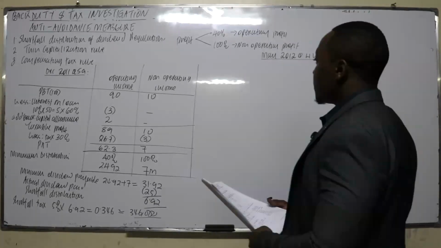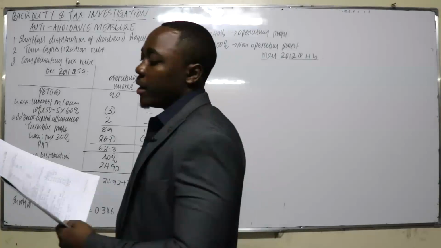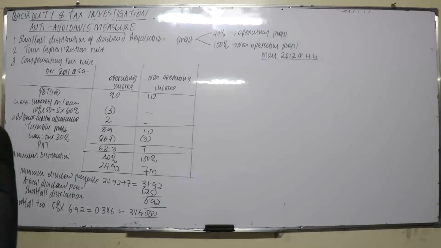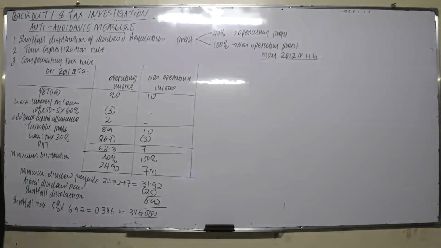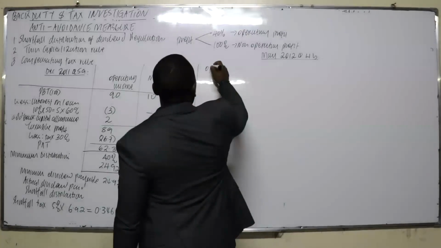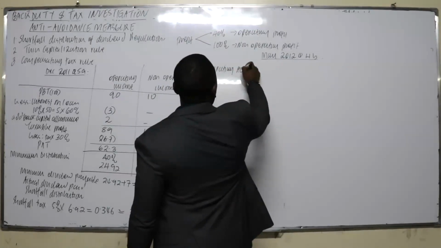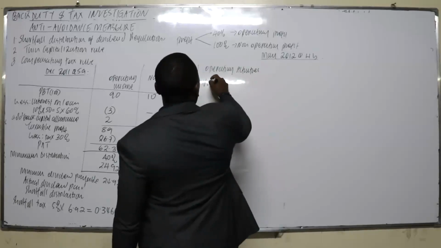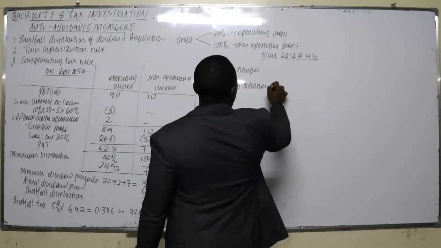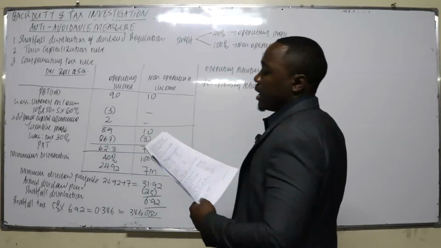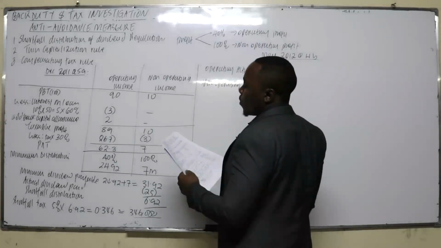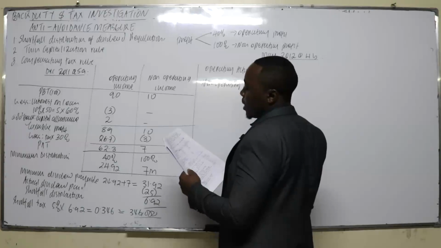Part B of the question. In the year ended 31st December 2011, Maripo Limited earned a profit before tax of 400 million from its main operation. A main operation means operating activities. So we have what we call operating activities, and we have non-operating activities.